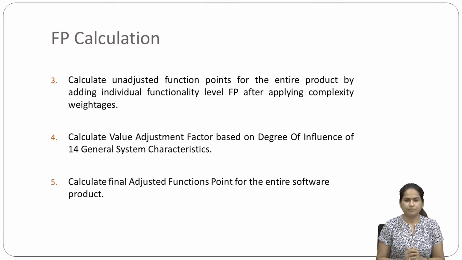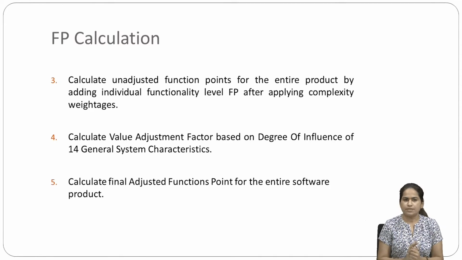Third step: calculate unadjusted function points for the entire product by adding individual functionality level FP after applying complexity weightages. How to calculate it will be covered in detail in the next discussion, but this is an overview of the steps. So in the third step we are actually calculating the unadjusted function points.